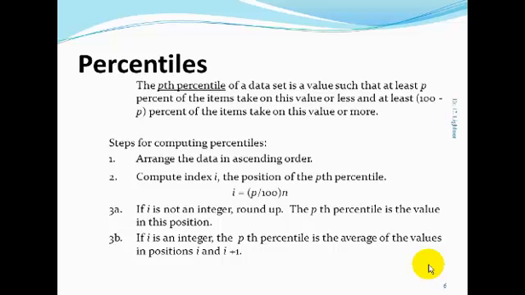Here we have basic steps for computing percentiles. First, arrange your data in ascending order. Second, you should compute an index I, the position of the pth percentile. I is equal to p divided by 100 times n. In step 3, it's divided into 2 parts. 3a, if I is not an integer, then round I up. The pth percentile is the value located in this position. 3b, if I is an integer, the pth percentile is the average of the values in position I and position I plus 1.